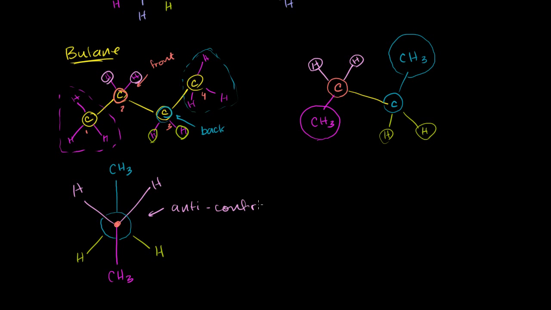Anti-conformation. And if we think about dihedral angles between the two methyl groups, the dihedral angle here is 180 degrees. And this is the lowest potential energy, or the most stable. And if that confuses you when I talk about lowest potential energy, just think about it.